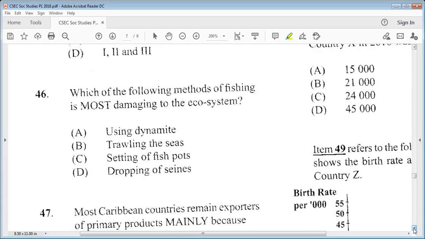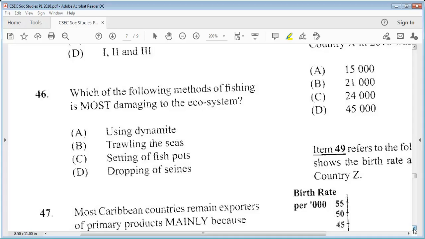It says, which of the following methods of fishing is most damaging to the ecosystem? A, using dynamite, B, trawling the seas. C, setting off fish pots. D, dropping off seines. So using dynamite, that could, yes, damage the ecosystem.